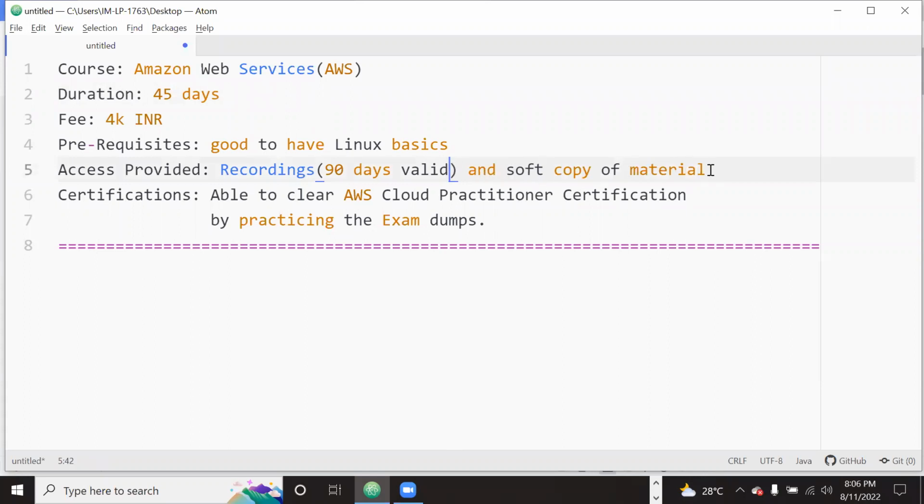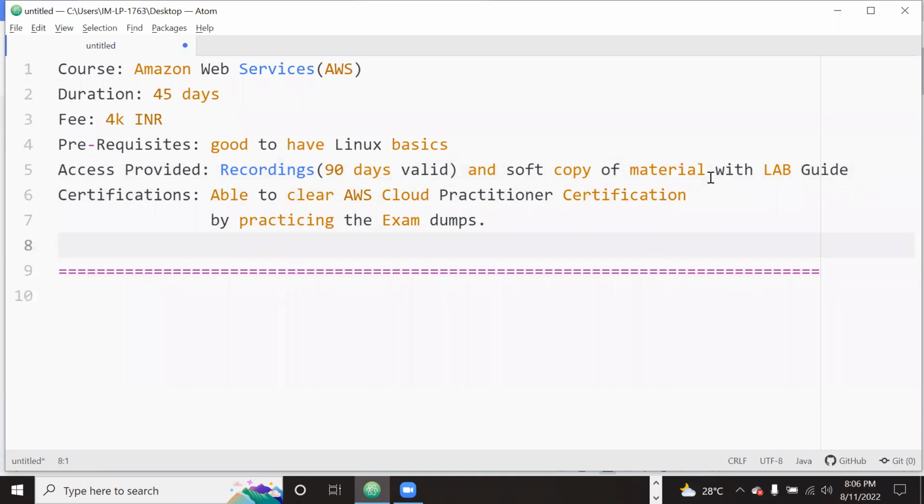However, a soft copy of the material will also be provided to you, with a step-by-step lab guide. You need to practice with those lab guides, and then you will get good confidence on these AWS services. Services covered are 20 plus, including Lambda programming. Don't worry about Lambda programming, I will definitely explain it. In simple terms, 20 plus services we will learn here. Okay, this is in short about the course and its structure.